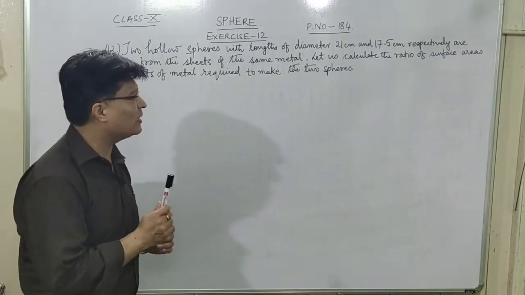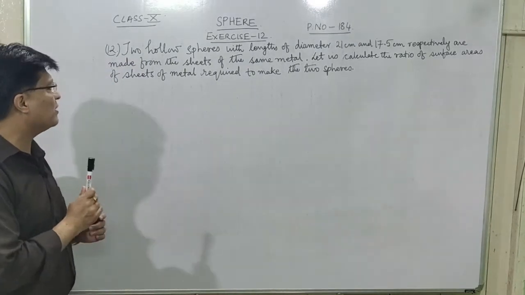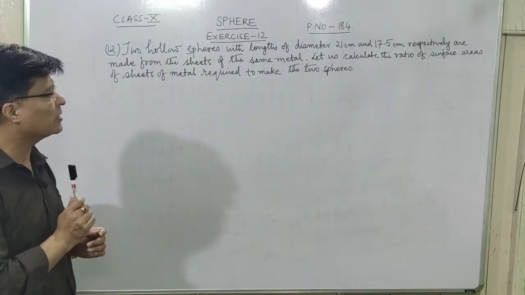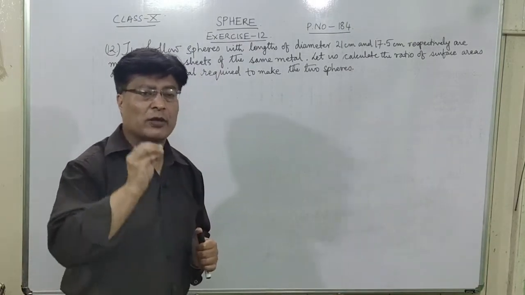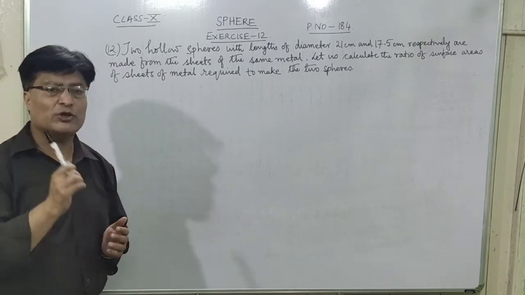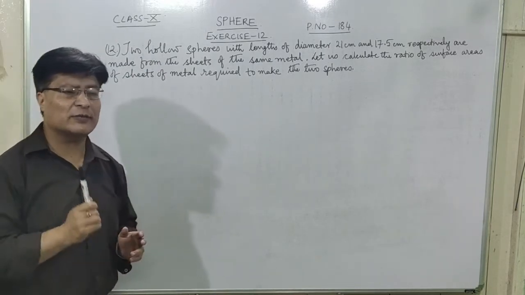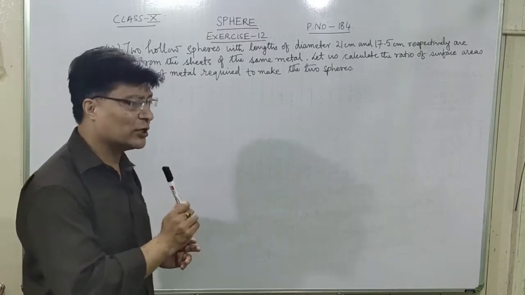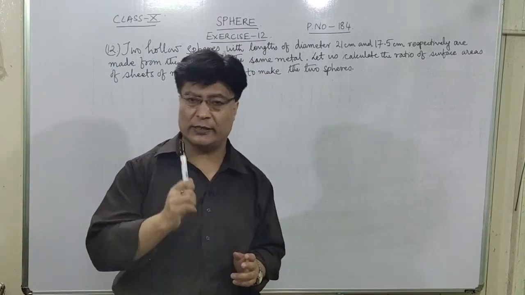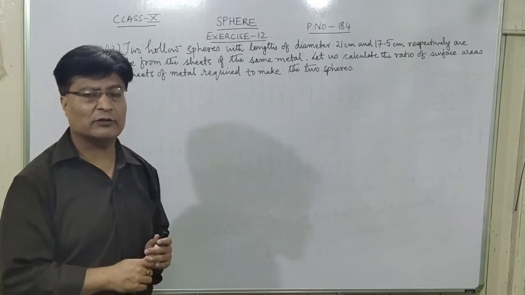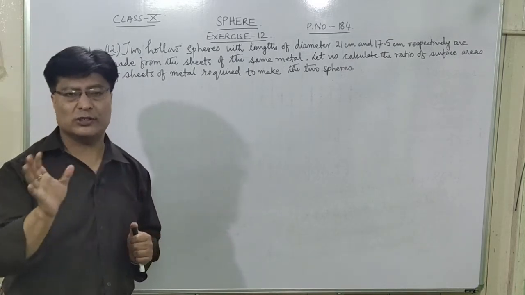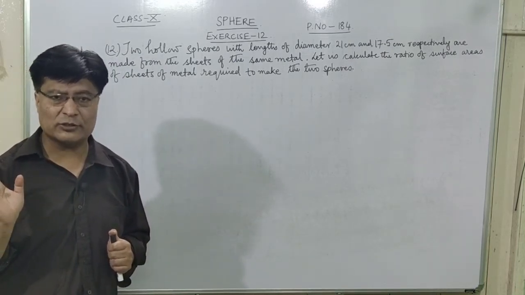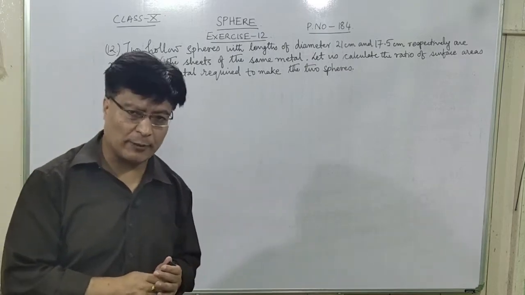Let us calculate the ratio of surface area of the sheets of metal required to make the two spheres. So you have to find out the ratio of the surface areas of the sheets of metal that is required to make the two hollow spheres. So you have to find out the ratio of the surface areas of the two hollow spheres. So I think you have understood the question. So let's do this problem now.